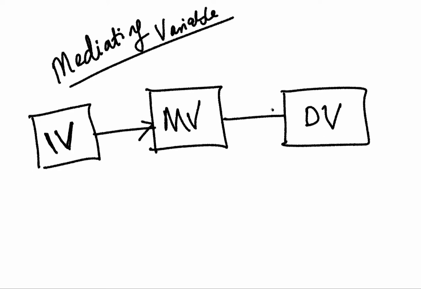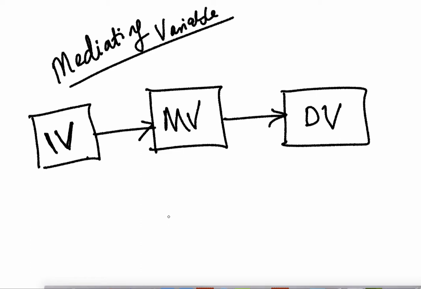So the arrow goes like this. What we are saying now is the DV depends on the MV, and the MV depends on the IV, and the IV doesn't depend on anybody. This might not be the best way to explain this to you. I want us to go further to explain it in a way that you will understand it.